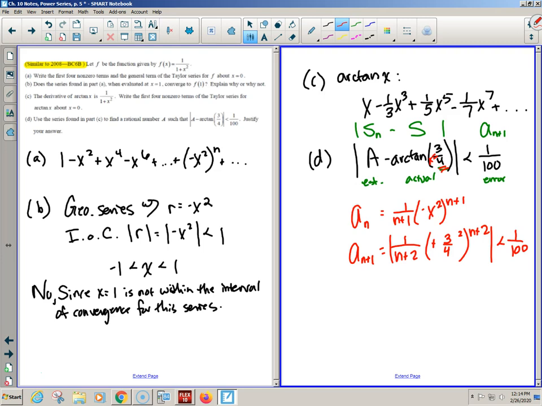I know that 3/4 squared is 9/16. But what do I do with that n plus 2 up in the power? Oh, I can make it to the n and then times 3/4 squared. I guess I could do that.